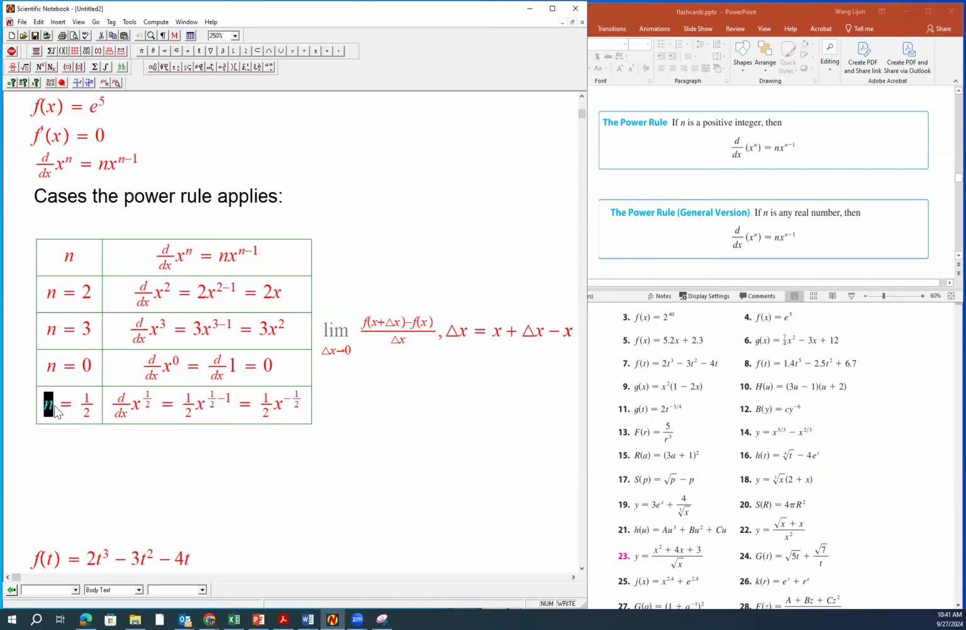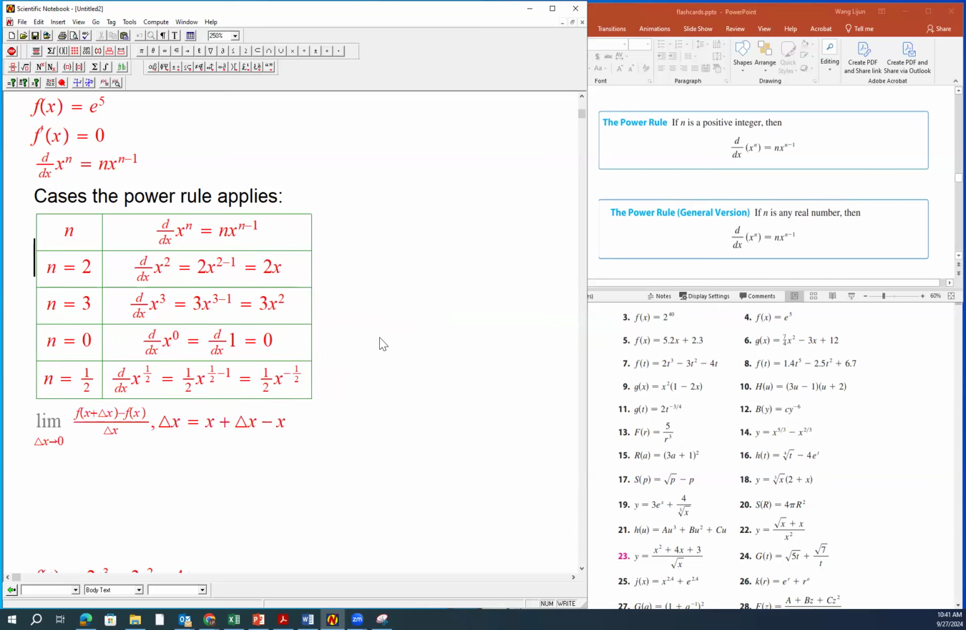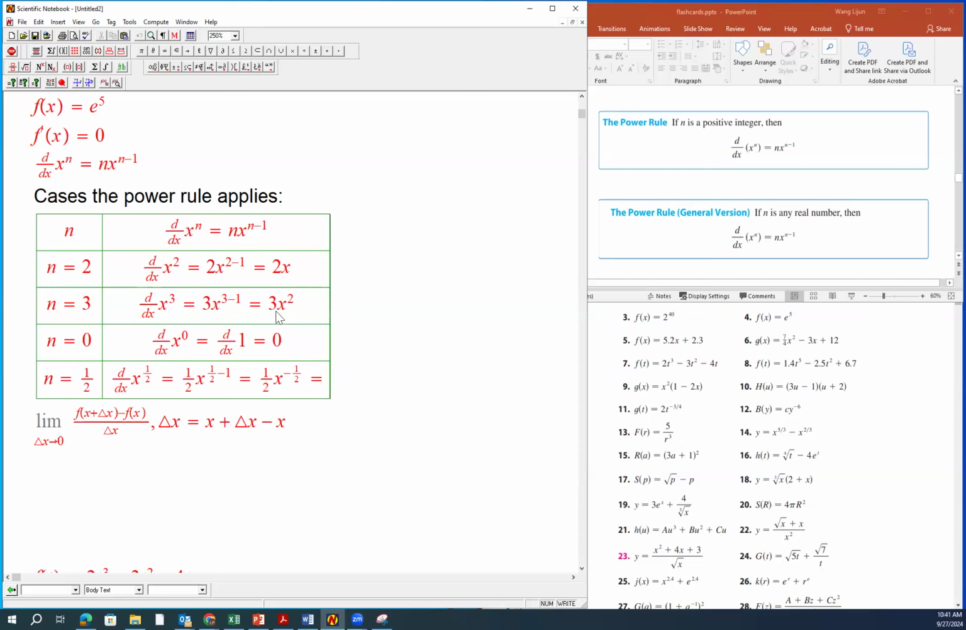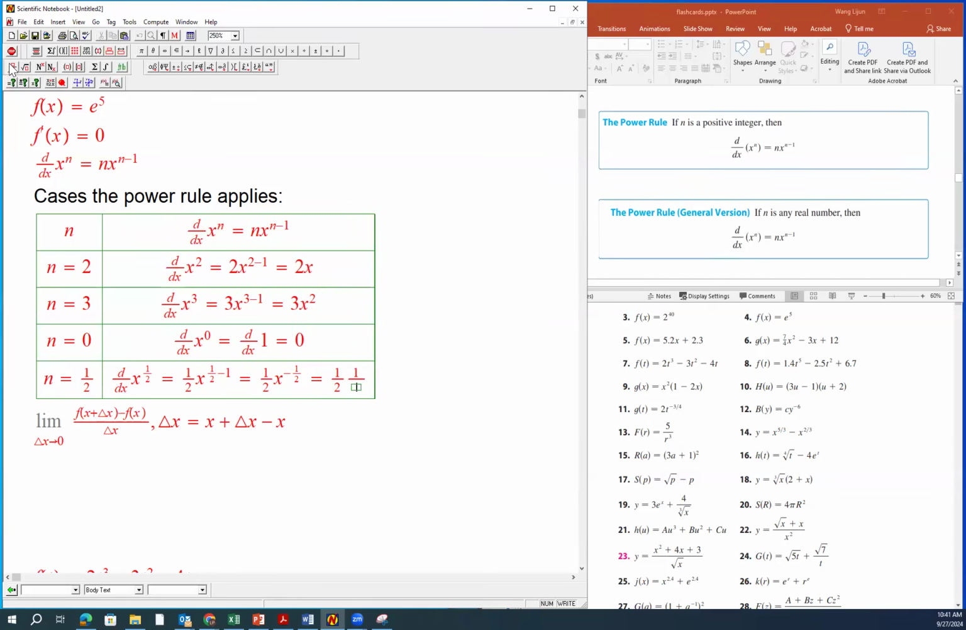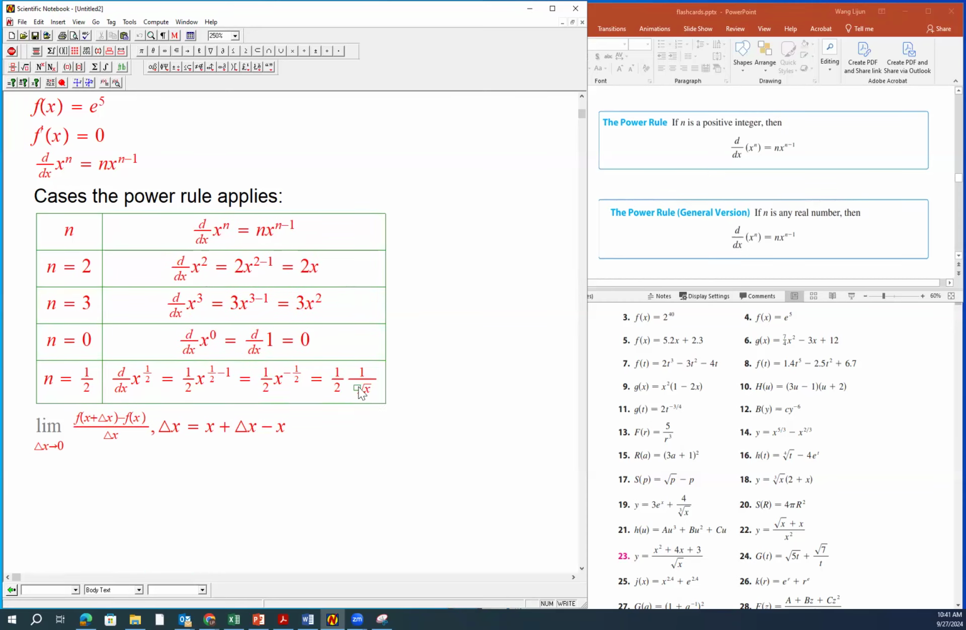So there's another form. Let me bring this down. So this will be equal to 1/2 times 1 over the square root of x.